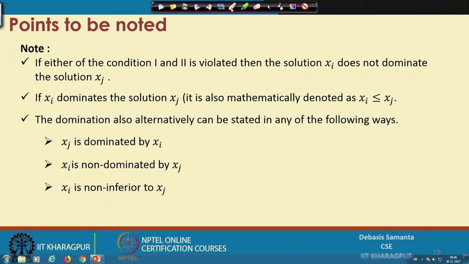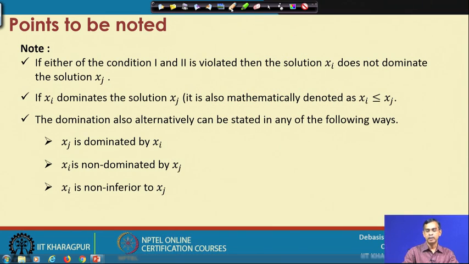Now, we have learned the concept of domination. Sometimes different language or notation is used to represent it. If x_i dominates the solution x_j, we can write a symbol for brevity. It can also be termed as x_j is dominated by x_i, or x_i is non-dominated by x_j, or x_i is non-inferior to x_j. Whatever way we express it, the concept is the same.